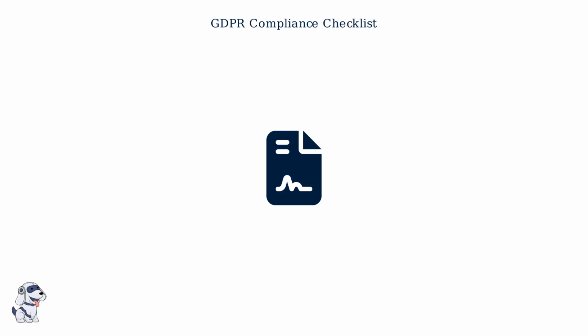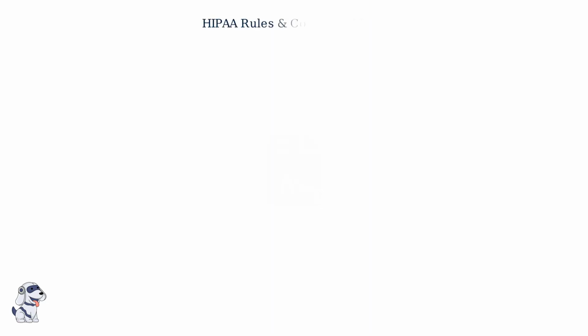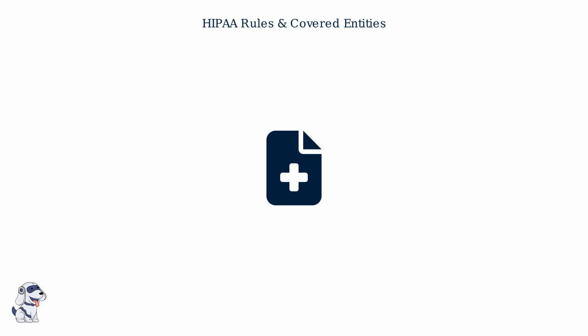Key areas include communication, profiling restrictions, and secure data transfers outside the EU. Compliance involves regular audits and data protection impact assessments. HIPAA protects health information with rules including privacy, security, and electronic transactions. Covered entities like healthcare providers, health plans, and clearinghouses must ensure secure data handling, access controls, and breach notifications.